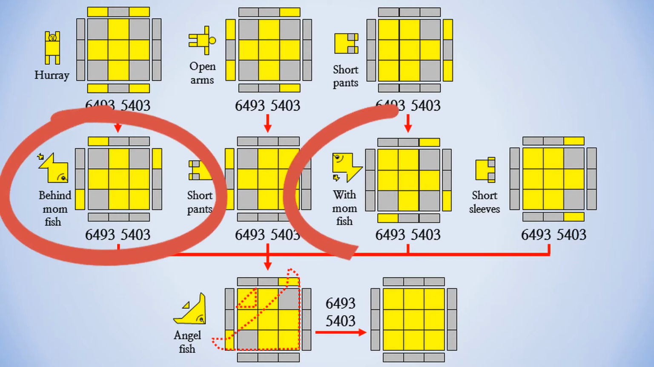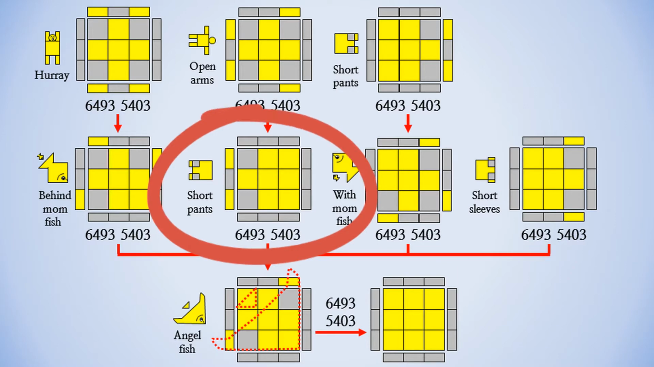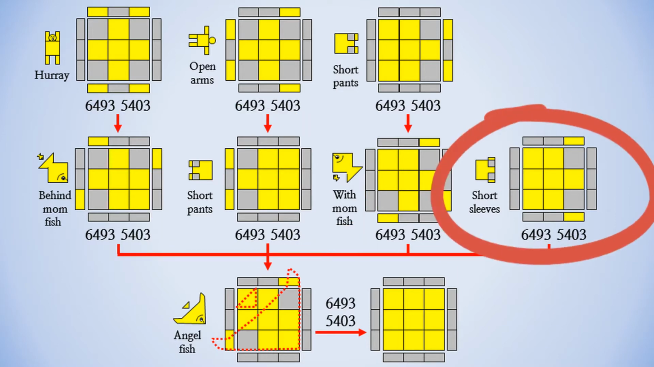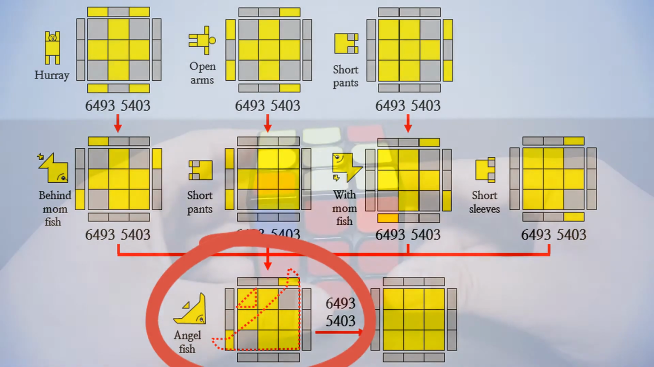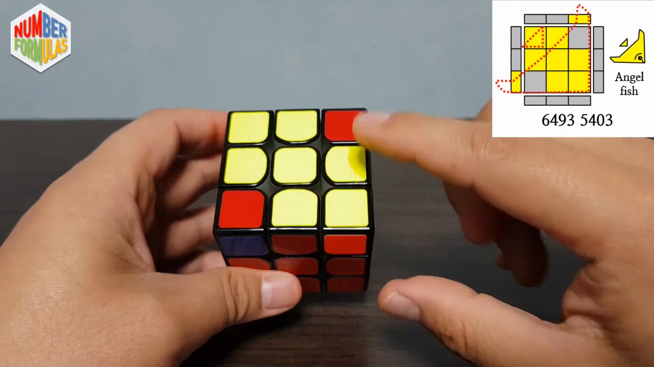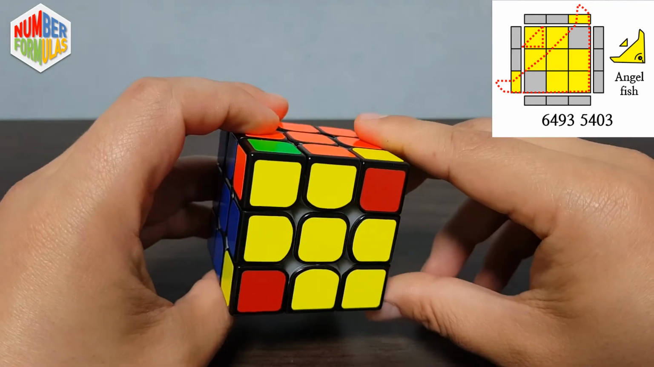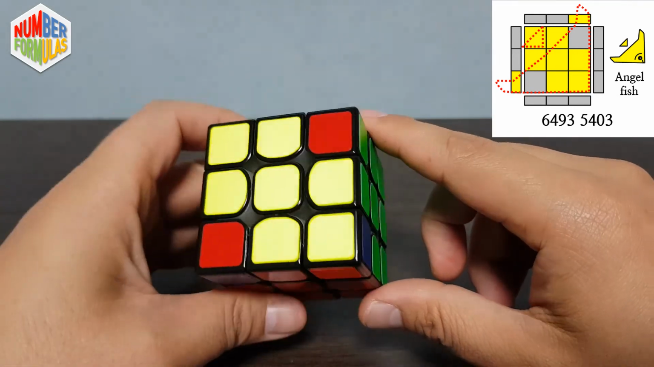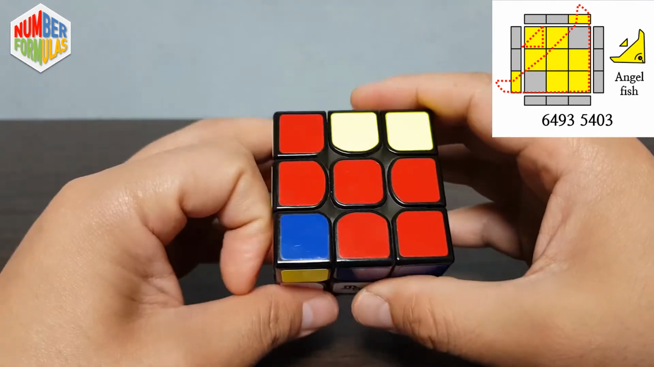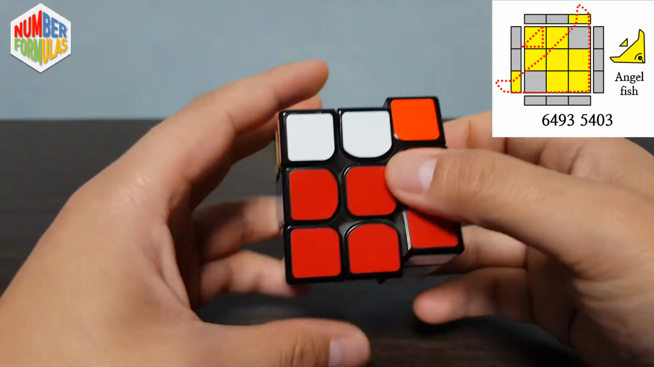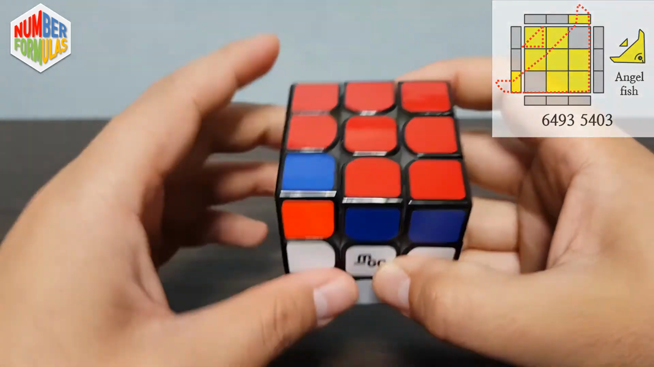Behind mount fish with mount fish. Short pants, short sleeves, and angelfish. This is angelfish. 6, 4, 9, 3, 5, 4, 0, 3.